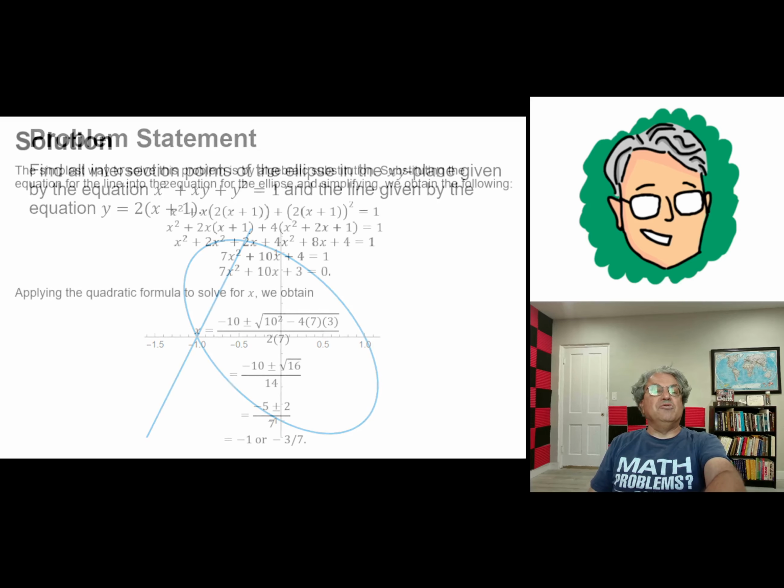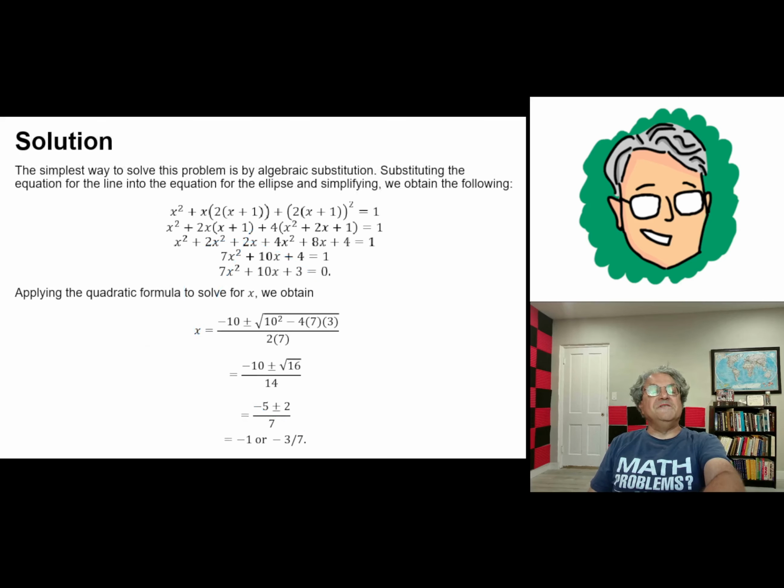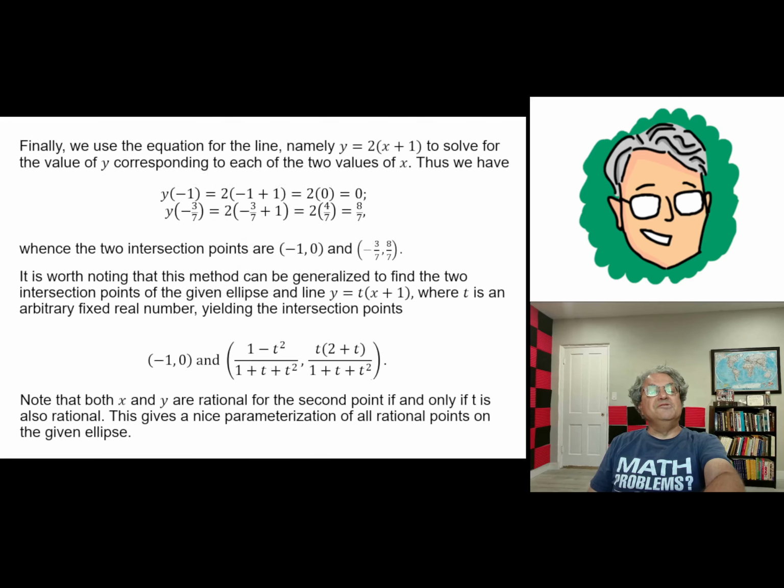So it sort of checks with a graph, which is kind of a sanity check of our solution. So that's the answer. That's the answer to the problem. But before I get off of this problem, I think I want to point out something really interesting here. There was no reason we had to use the slope 2 for the line.